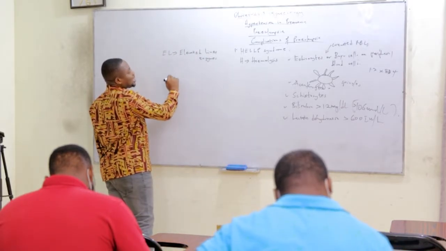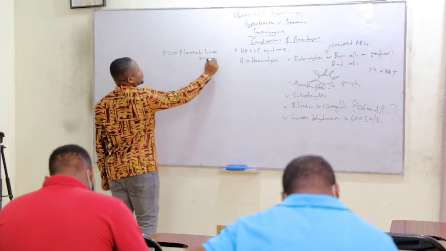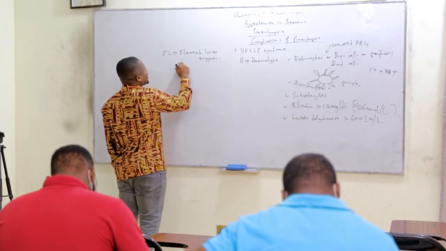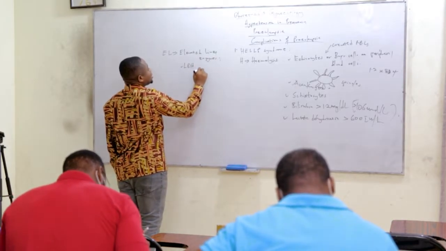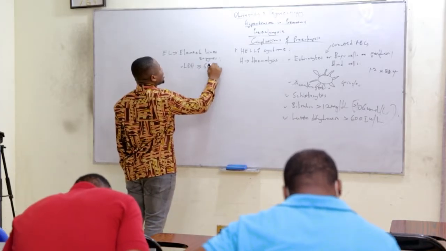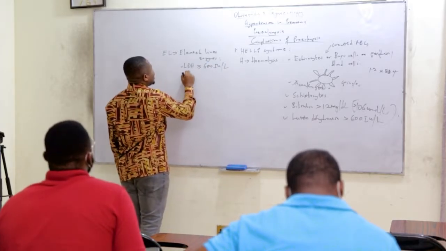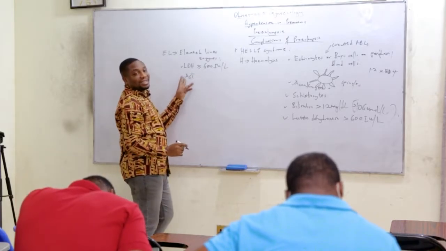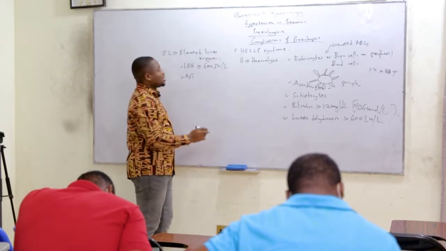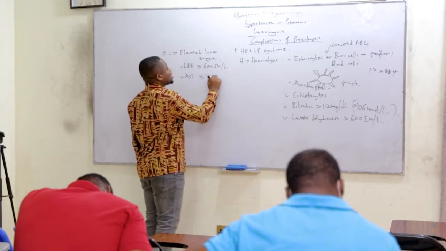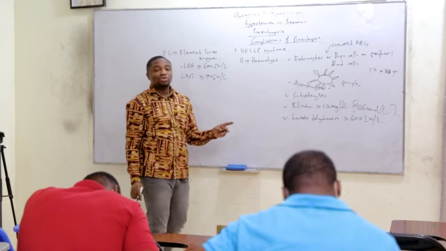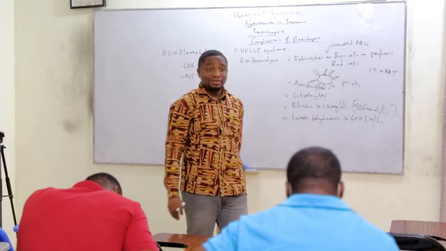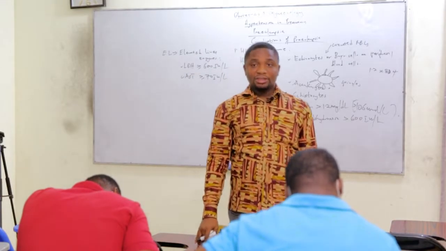So for the elevated enzymes, the first one we can think of is LDH, greater than or equal to 600 international units per liter. Then AST. Not only AST, the ALT too, but mostly we use AST. It will be greater than or equal to 70 international units per liter. Some places they use 72, but to make everything whole, we use 70.